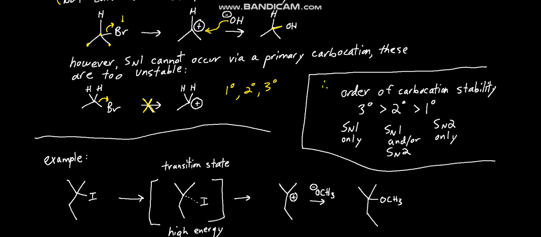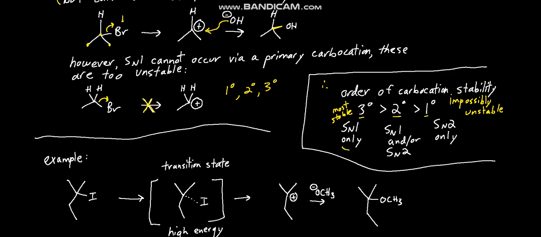Therefore, the order of carbocation stability is tertiary, most stable carbocation, primary, impossibly unstable, and this middle ground of the secondary.